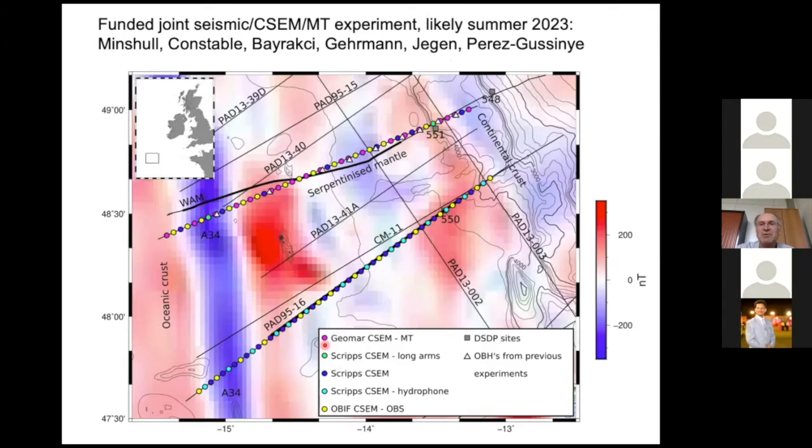So this is the future experiment. My slide until recently said likely summer 2022, but due to some problems with vessels, everything's been delayed. So we hope to do this in summer 2023. This is the margin southwest of the UK, to the west of Brittany. And this is a joint seismic and electromagnetic experiment, which will be fairly densely sampled.